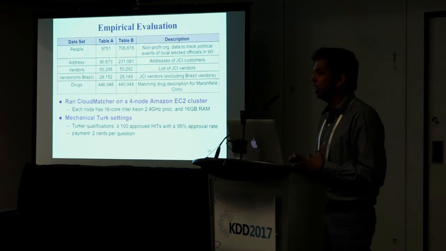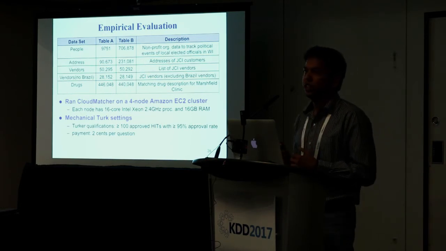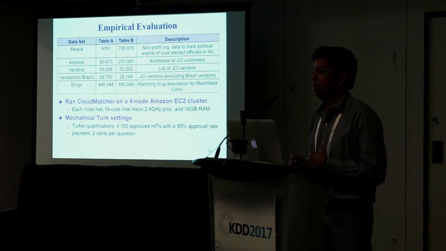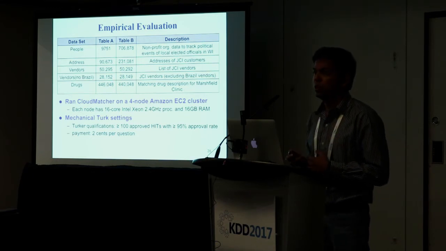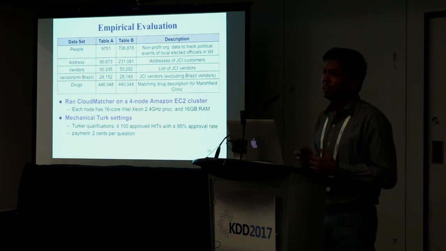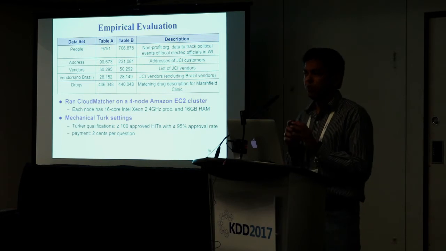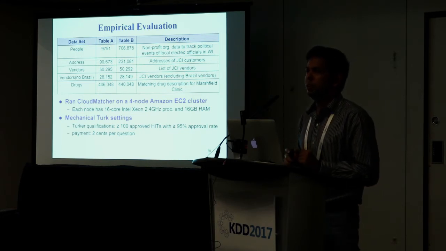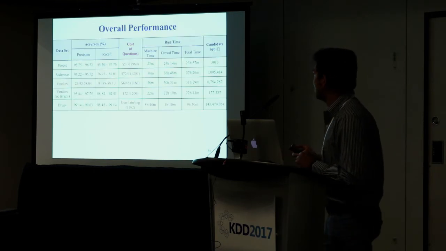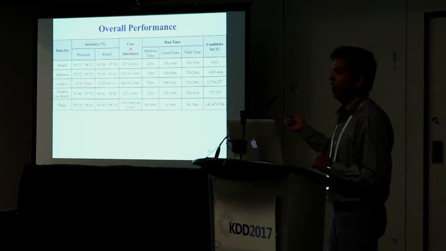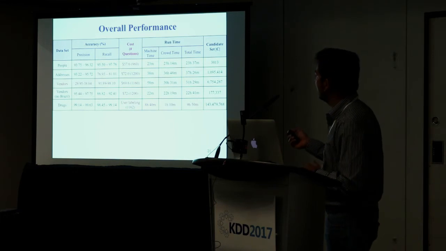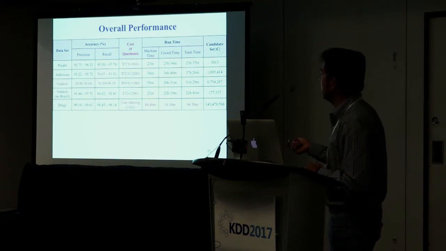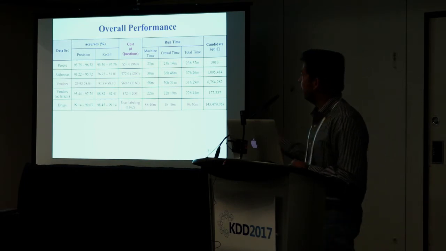We evaluated CloudMatcher on 4 real-world data sets which came from a non-profit organization, from Johnson Controls, and from Marshfield Clinic. We deployed CloudMatcher on a typical Amazon EC2 node cluster with typical Amazon Mechanical Turk settings. So here's the overall performance. The first point I would like to make is, if you see the cost, it's very reasonable, and so is the total time. But the performance actually varies.